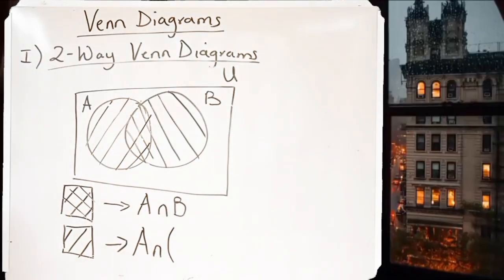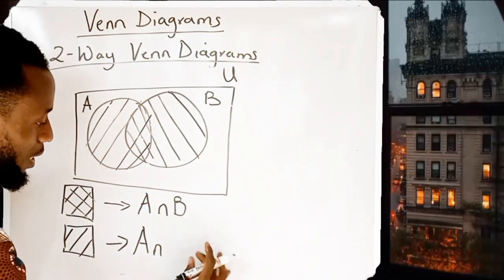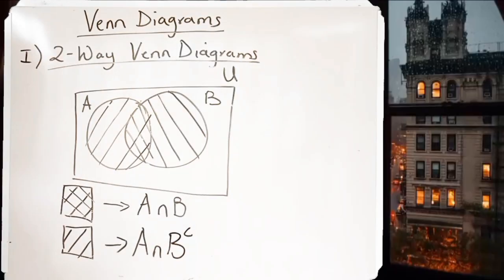People outside B are called B complement. So this becomes A intersect B complement. Very nice.